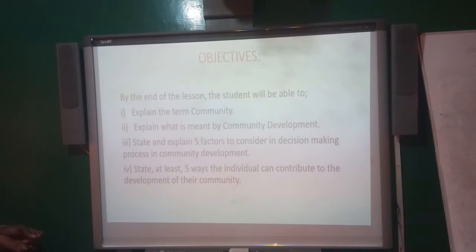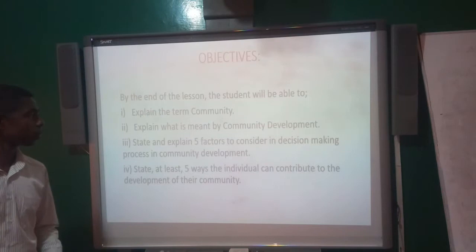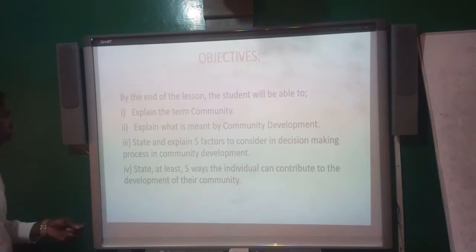And then we expect you to state at least 5 factors to consider in decision-making process. We also expect you to state 5 ways the individual can contribute to the development of their community. Right. Now, let's begin with a definition.